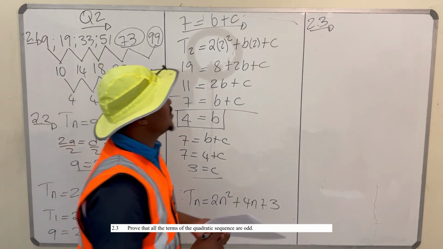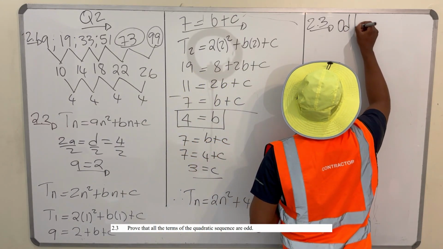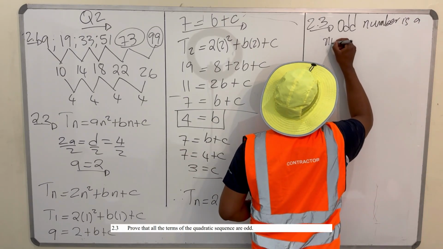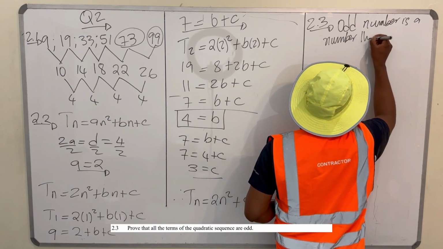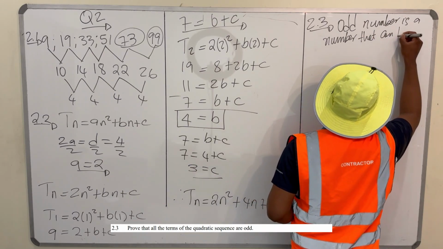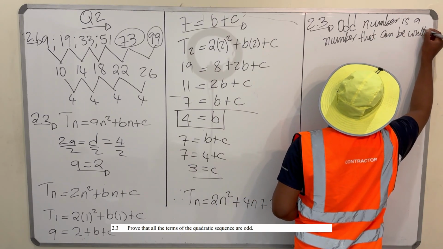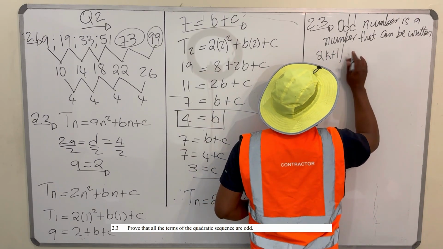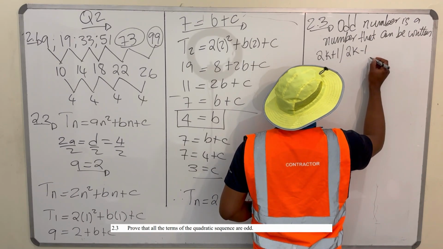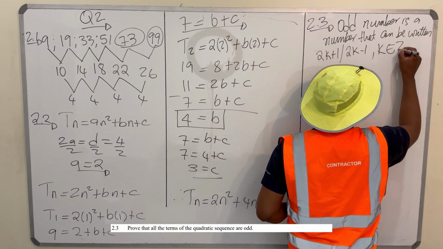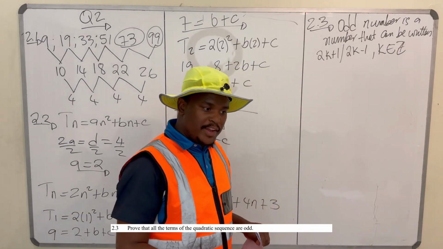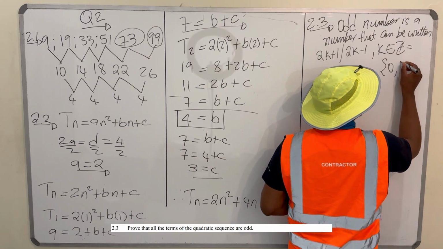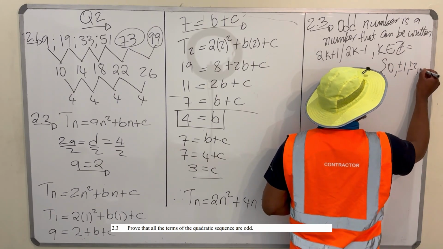Okay. So she's saying an odd number is a number that can be written as 2k plus 1 or 2k minus 1, right? Where your k is a what? An element of, is an integer. You know integers, right? Integers is the set 0, plus minus 1, plus minus 2, and so on.